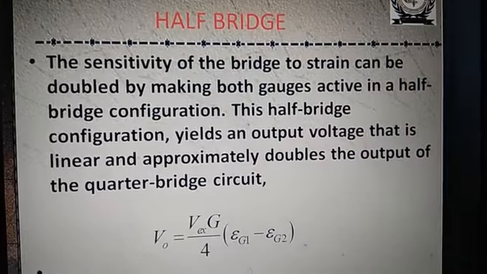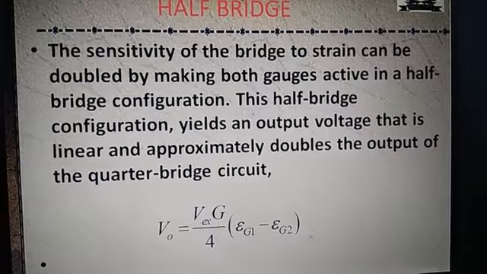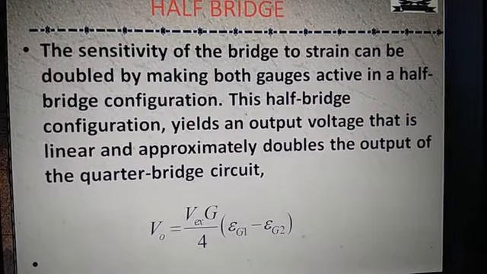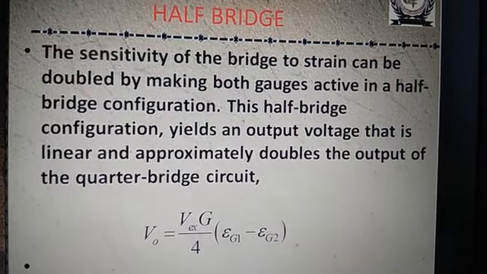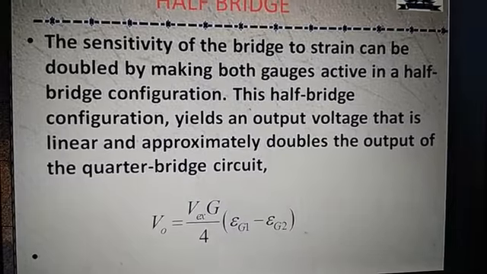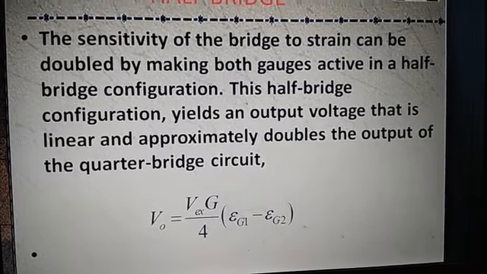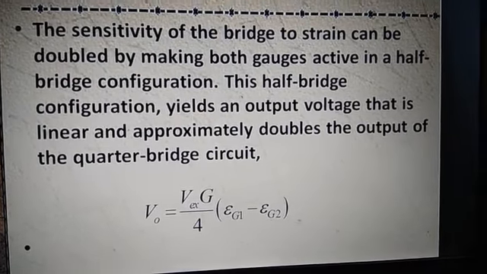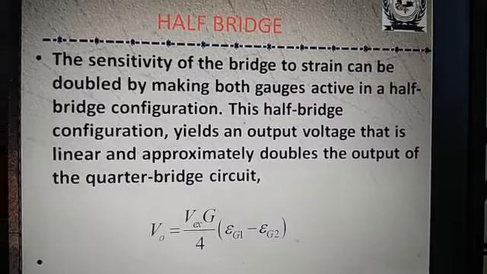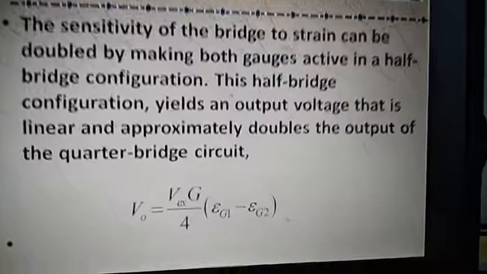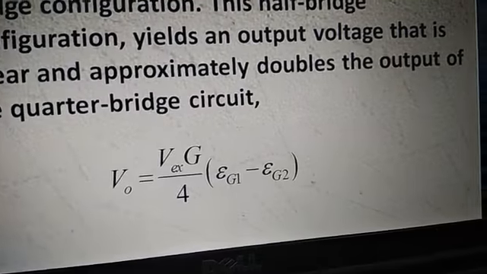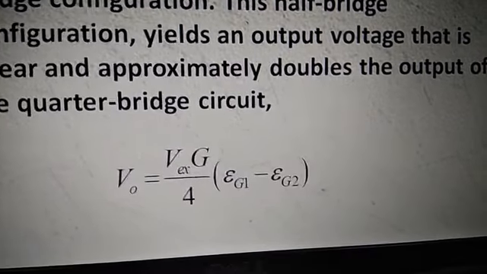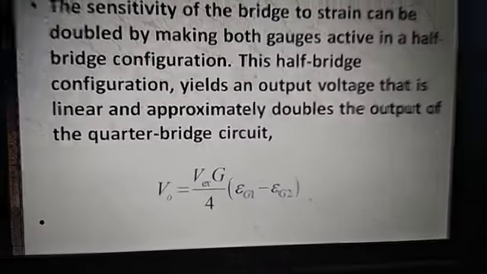This is the half bridge equation. Half bridge means the strain signal can be doubled by making both gauges active in a half bridge configuration. This half bridge configuration yields an output voltage that is linear and approximately doubles the output of the quarter bridge circuit. So this output is V0 is equal to VEX into G upon 4 into epsilon G1 minus epsilon G2.